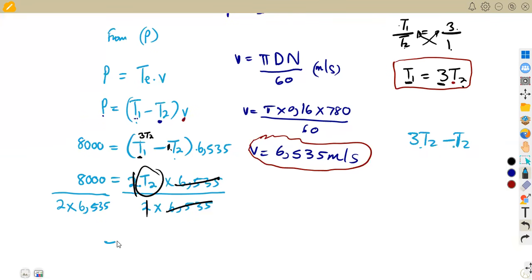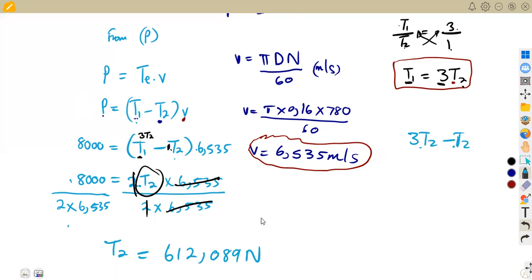So meaning to say our T2 was going to be what? At the end, we divide these two: 8,000 divided by the product of these two numbers, you were going to obtain 612,089 in Newton. So it was so important for you to work it out in an easier way than to be difficult on yourself. Here you can calculate the value of T2 directly by substituting what is equivalent to T1.